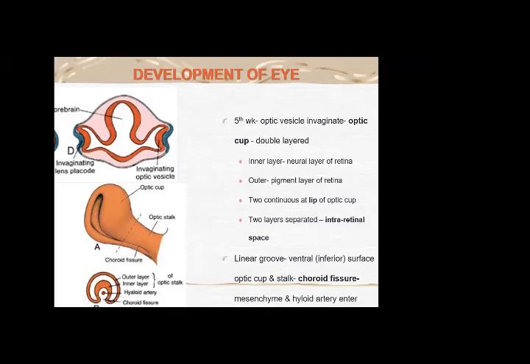What is present surrounding this optic cup? You have mesenchyme. This is the optic cup. Surrounding the optic cup, you have mesenchyme all over. This mesenchyme simply pushes into the optic cup as well at a later date, and into the choroid fissure as well. This mesenchyme that pushes into the choroid fissure is vascular mesenchyme and develops into the hyaloid artery later on.